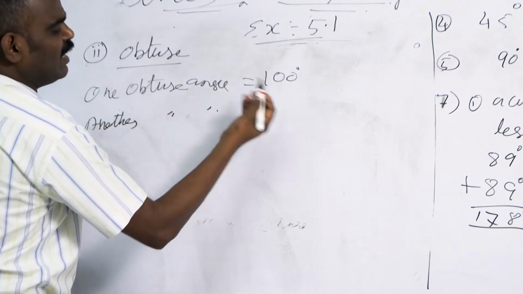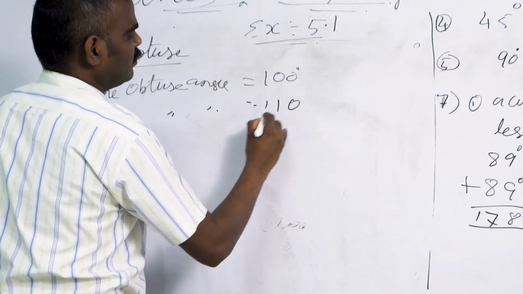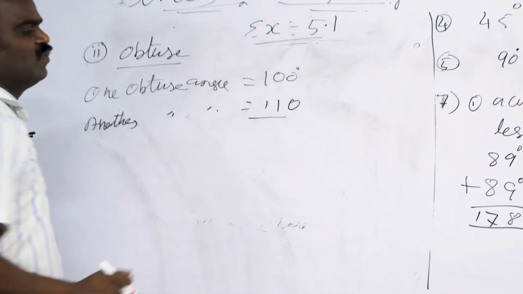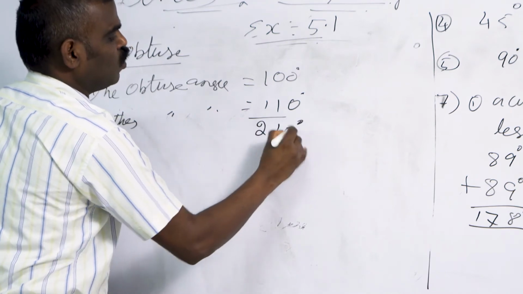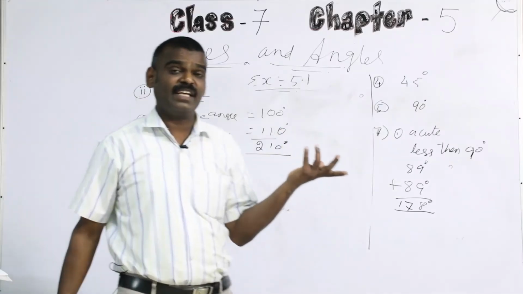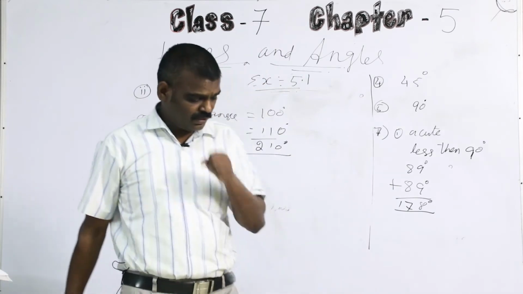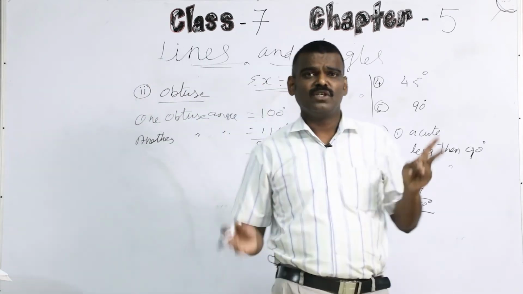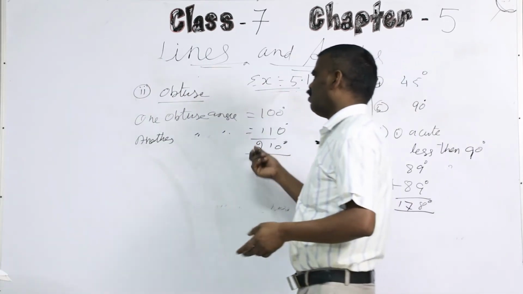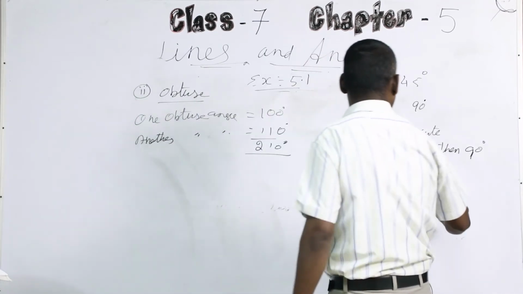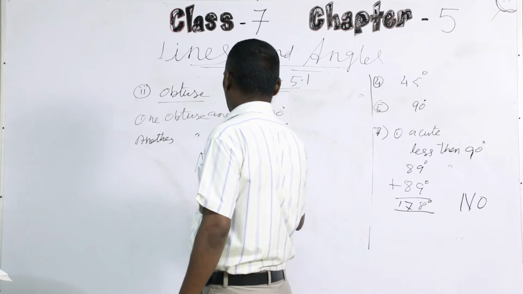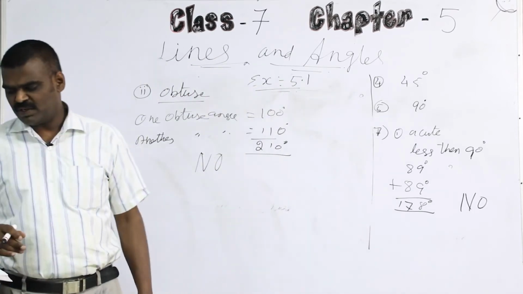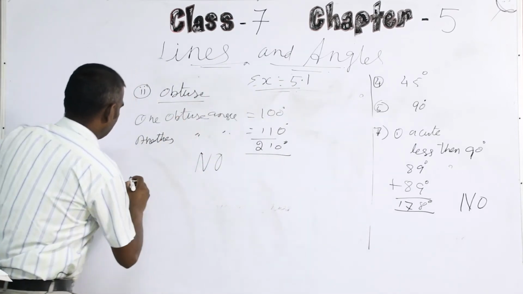Another obtuse angle, let's say 110 degrees. When you add them together, how many degrees do you get? 210 degrees. 210 degrees cannot be supplementary, right? Supplementary should be what? 180 degrees. So your answer here is also no. It's not possible.